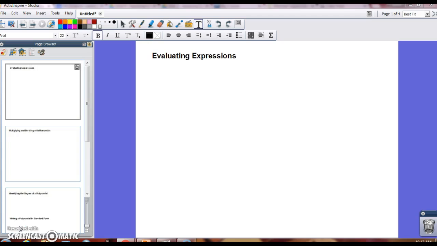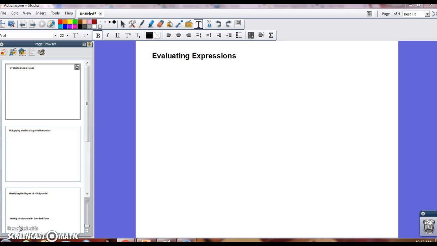After you watch the video, you can go ahead and do the assignment. It's short. It's only 1 page long. You'll see it on the class page, and I'm going to just do some example problems that follow along with the worksheet. Okay, so the first thing we're going to do is talk about evaluating expressions.